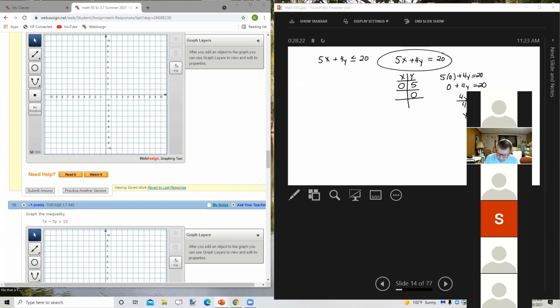Okay. Now let's find the x-intercept by setting y equal to 0. 5x plus 4 times 0 equals 20. 5x plus 0 equals 20. 5x equals 20. Divide by 5 and x equals 4.